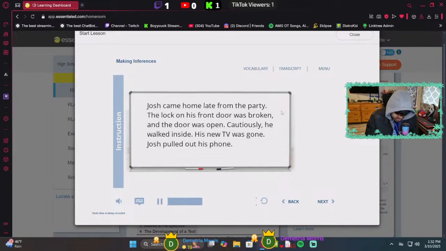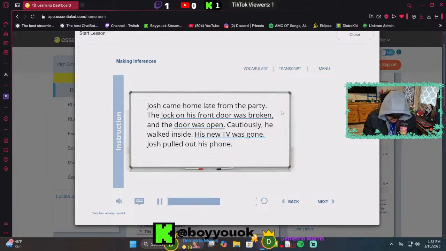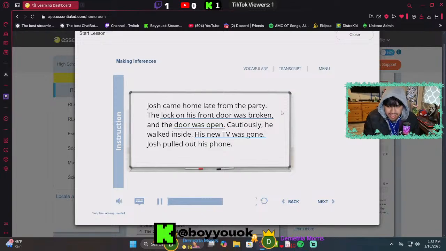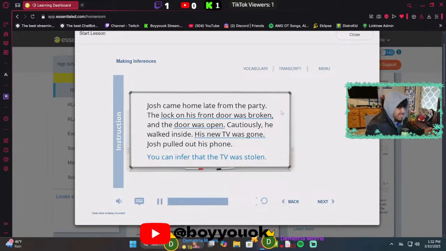Take a look at this paragraph. There's a lot that's implied and not stated right out. Look at the evidence. The lock was broken. The door was open. The TV was missing. What's the implication? Think about what you know and all the reasons a TV might be gone. You can infer that the TV was stolen, since someone would break a lock to steal from a house.